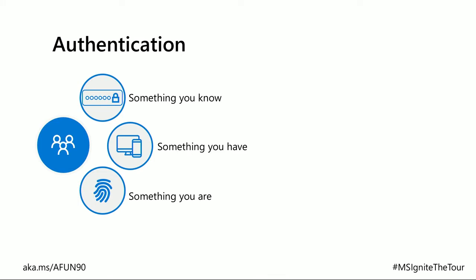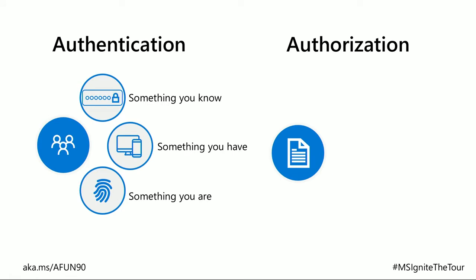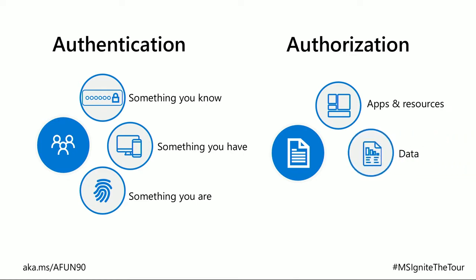So now we've proven you are you, and you do exist in the system as someone who should be able to have access. Authorization kicks in. Authorization is the next level of asking, what apps and resources can this user account access? What data within those apps and places can they access, and what level of access do they have to that information? Do they have access to do anything? Do they have read-only access? All of those kinds of things. So together, authentication and authorization make the basis of our identity and access.